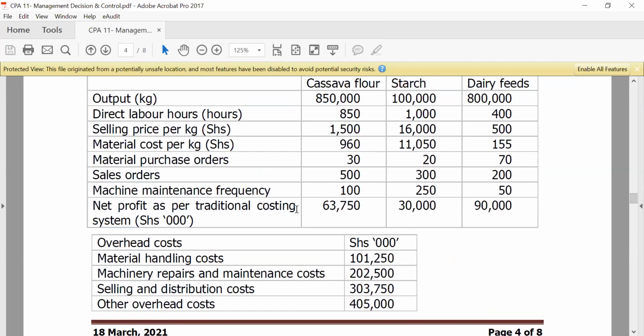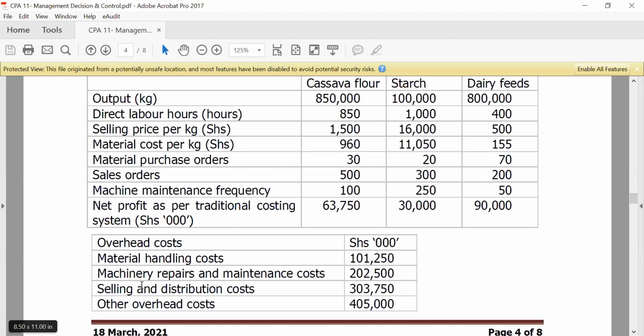And every time you're given such information, remember that when you go through ABC in the class content, ABC has certain steps that an organization follows before adopting it. One of them is the identification of the activities. They have not really given us the activities here, but you can see that one activity is material handling, another is machinery repair and maintenance, another is selling and distribution, and another is other overhead, which would include other activities that have costs attached to them. So the first step is to identify the activities.